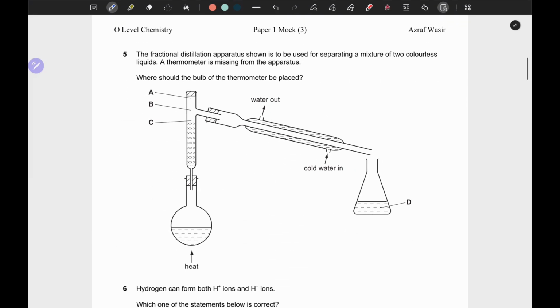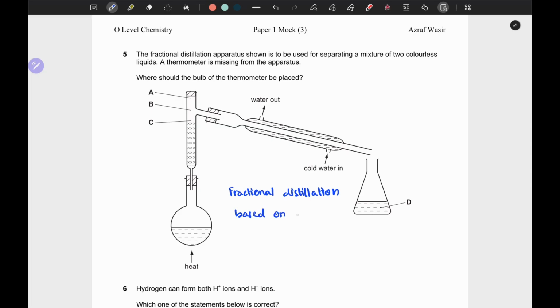All right. This is another question about experimental setup. The fractional distillation apparatus shown is to be used for separating a mixture of two colorless liquids. A thermometer is missing from the apparatus. Where should the bulb of the thermometer be placed? So this is fractional distillation. And in fractional distillation, we try to separate two miscible liquids, and the separation is done based on boiling points.